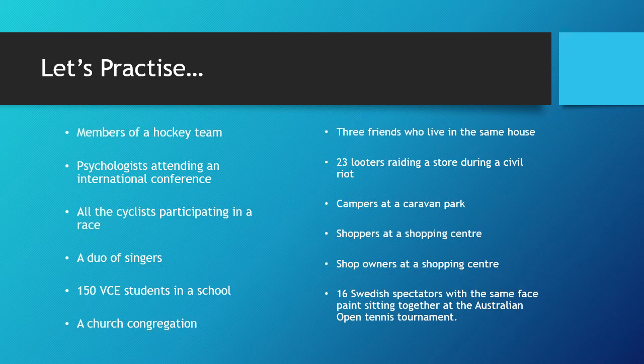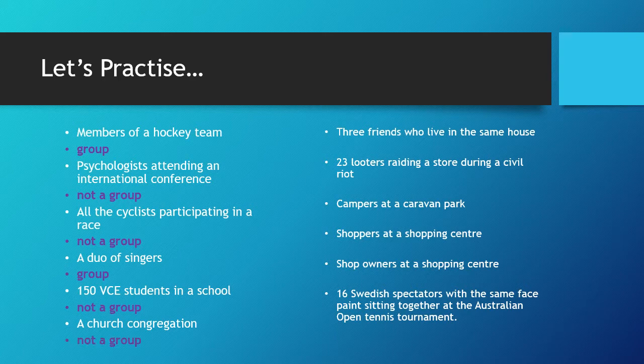Alright, so members of a hockey team, they're a group. Psychologists attending an international conference, they're not a group, they're just a collective. Cyclists participating in a race, they're not a group. They're not interacting with one another, they're not influencing one another. A duo of singers is a group because they have to interact with one another. 150 VCE students in a school, they are not a group, they are a collective. You don't interact with everybody, you don't influence everybody, so you're just a collective.